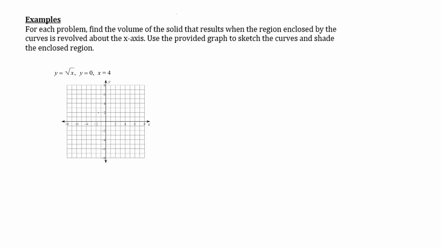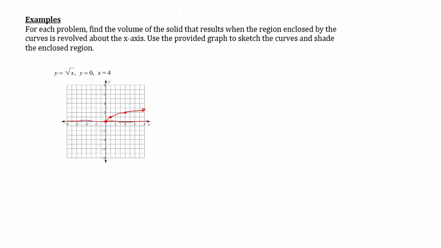In these examples, we're going to find the volume that results when the region enclosed by the curve is revolved about the x-axis. And then we're going to use the graph here to help us visualize what's going on. So square root of x starts at (0, 0), and then goes to (1, 1), and then (4, 2), and we can make it go farther if we want. Actually it won't fit on this graph if we wanted to do another point, but it keeps going up and to the right.